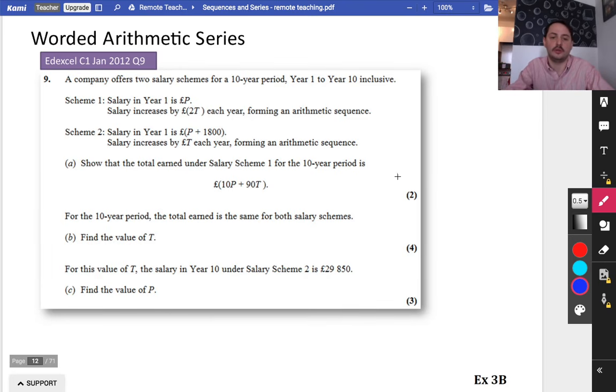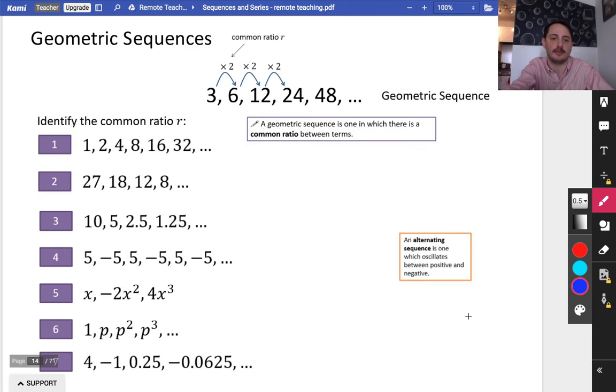So I'm just going to do one worded arithmetic series question. There are going to be many more worded series questions as we go through the rest of this unit. So we're just going to do one with a worded problem, just because I think it's useful to expose you to that now. And then you can do exercise 3B, and that's enough for us on sequences and series today. What we'll look at next lesson is geometric.